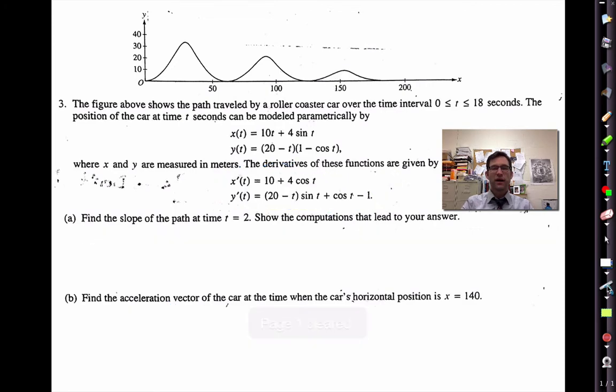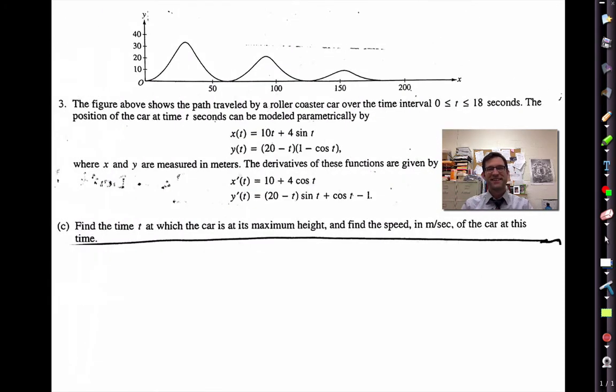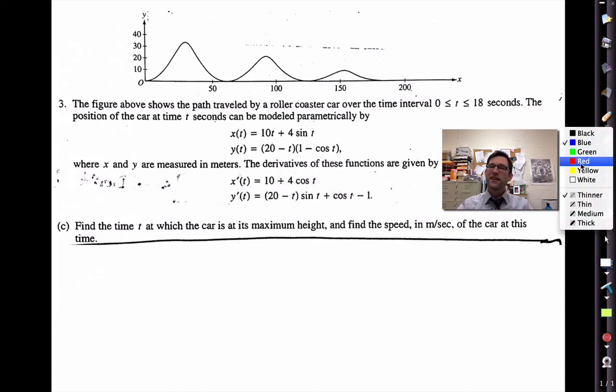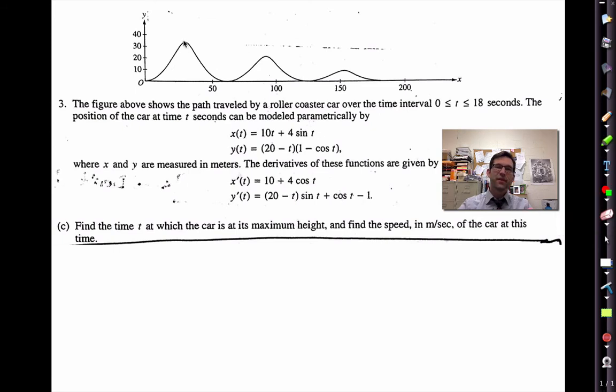All right, we're doing fine on time. I recopied the graph and the original setup so that we could do Part C. Part C asks us to find the time at which the car is at its maximum height and find the speed in meters per second of the car at this time. So let's highlight that. Here it is. That's our maximum height.